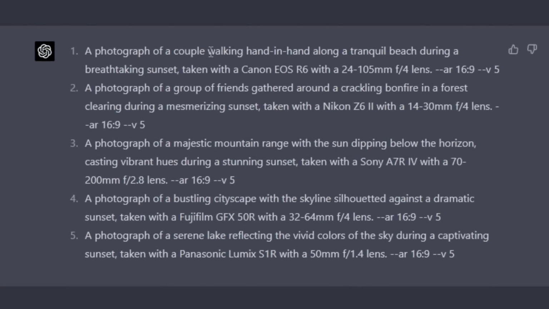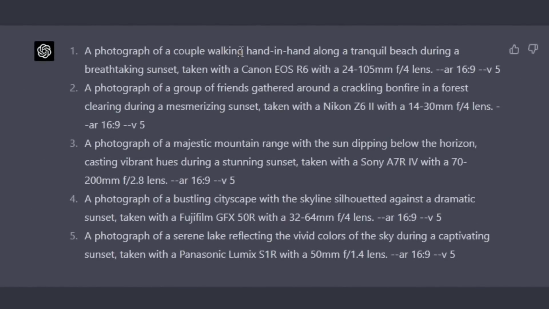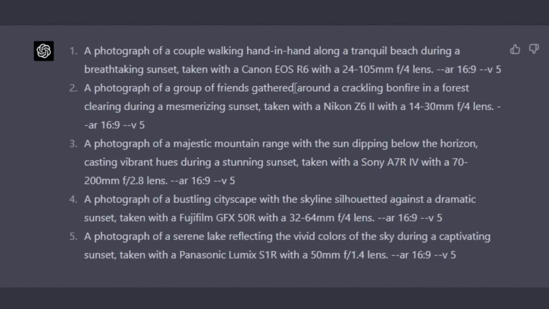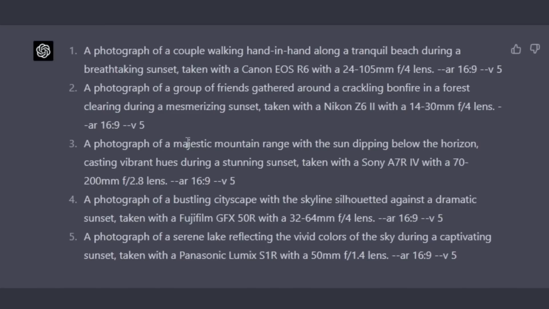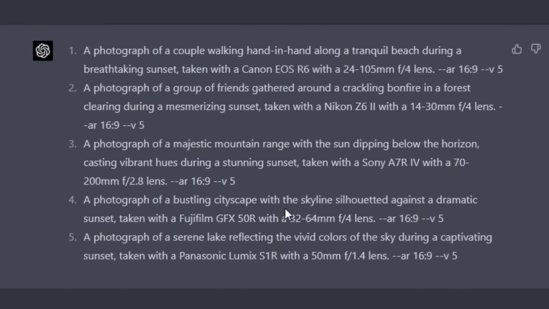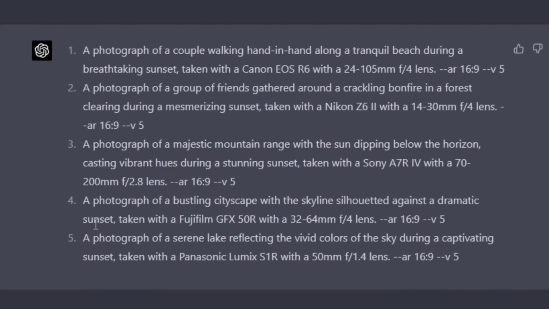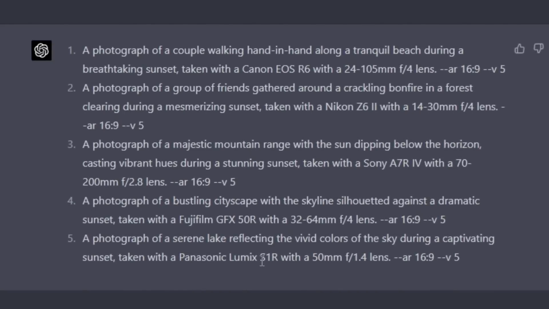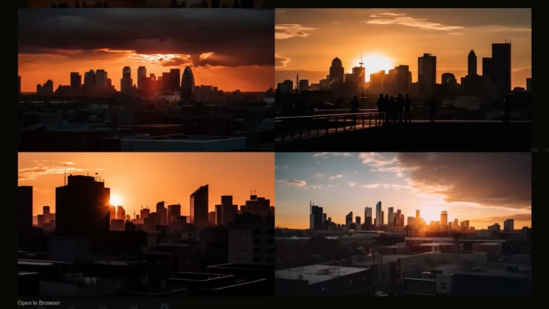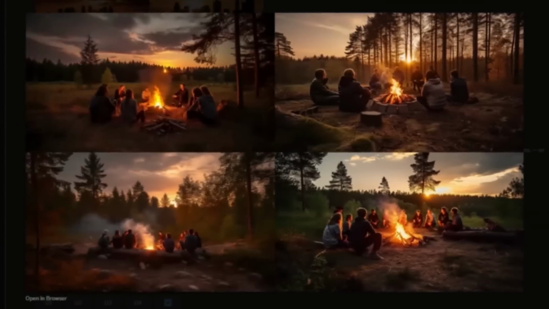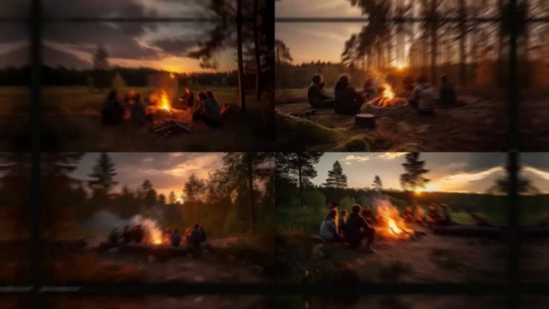And now it's going to randomly change the subject every single time. And the time of day in every single one of these prompts is going to be sunset. Now you can see that the subject changed in every single one. A couple walking hand in hand, a group of friends gathered around a crackling bonfire, a majestic mountain range, a bustling cityscape, and a serene lake. And all of them, the common denominator is that they're taken at sunset. And here's one example of the type of sunset images we get out of that. And here's another with the people sitting around a bonfire. This generates absolutely amazing images when you let ChatGPT actually think of the creative prompts for you.